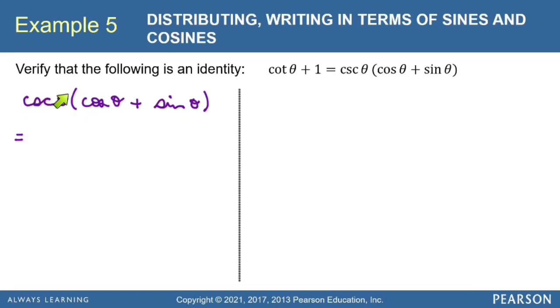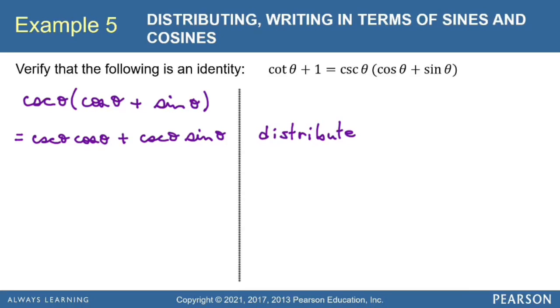We'll have cosecant of theta times cosine of theta, then we'll have a plus sign, and then we'll have cosecant of theta times sine of theta. And I'm going to write over here distribute because that's what we did. Now notice that we're already one step closer to the result we're trying to get to because this left side has two terms and no parentheses. And what we have here already has two terms and no parentheses. So we've made a step in the right direction, and that's great.